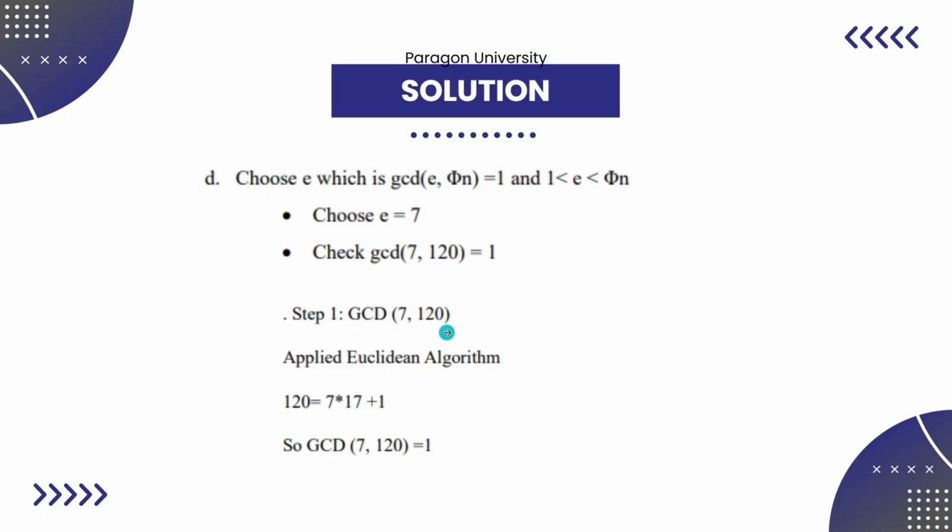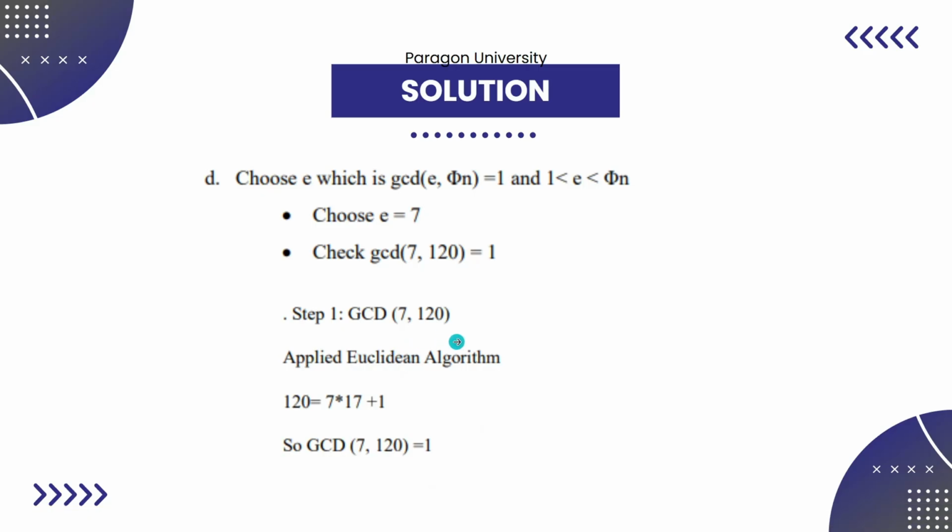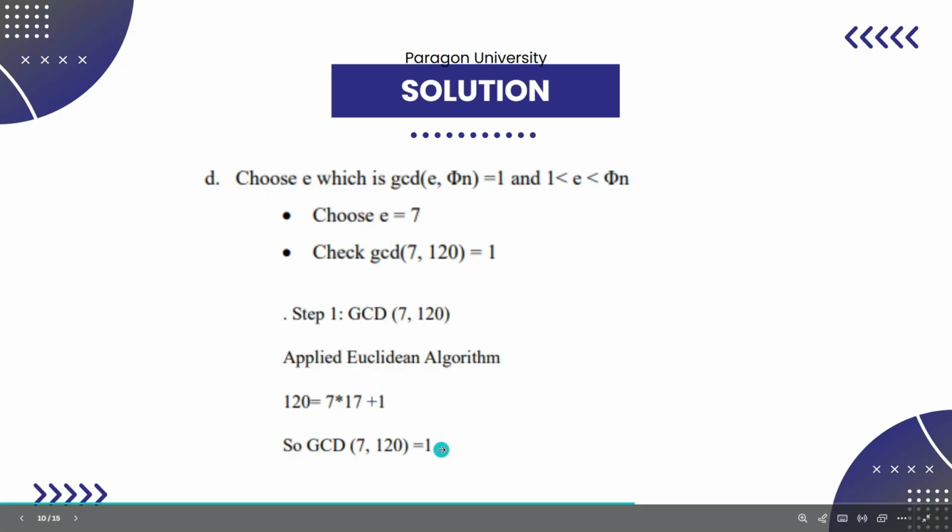In this step, we need to write it in this form because we apply the GCD, and with this form we can apply the Euclidean algorithm. This is the form of the GCD, and the remainder equals 1. So the GCD of 7 and 120 is 1.